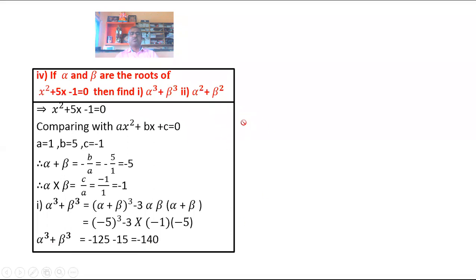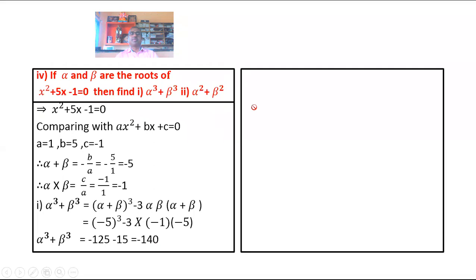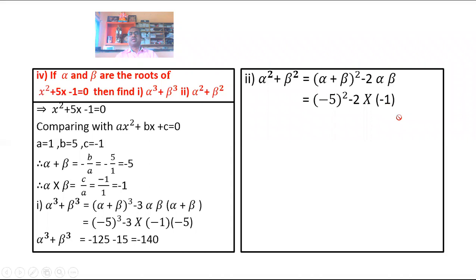And second, to find out alpha square plus beta square. Here alpha square plus beta square is equal to alpha plus beta bracket square minus 2 alpha beta. Substitute the value of alpha plus beta bracket square. Here minus 5 square minus 2 multiply alpha into beta, which is minus 1. Minus 5 square is 25. Any negative number's square is always positive.